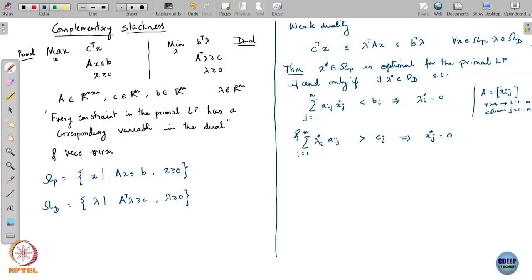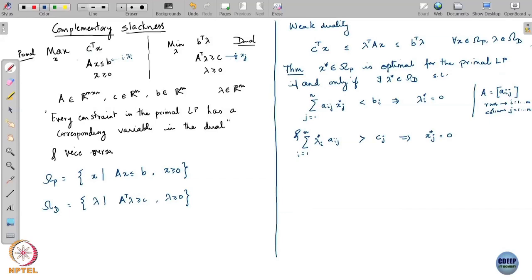So the way to think about primal and dual variables is that your lambdas, the variable lambda i, which multiplies with b i in the objective, is the one that corresponds to the ith constraint here. For the ith constraint here, you have a variable lambda i, and likewise the variable x j that multiplies with c j in the objective of the primal is the variable that corresponds to the jth constraint in the dual.